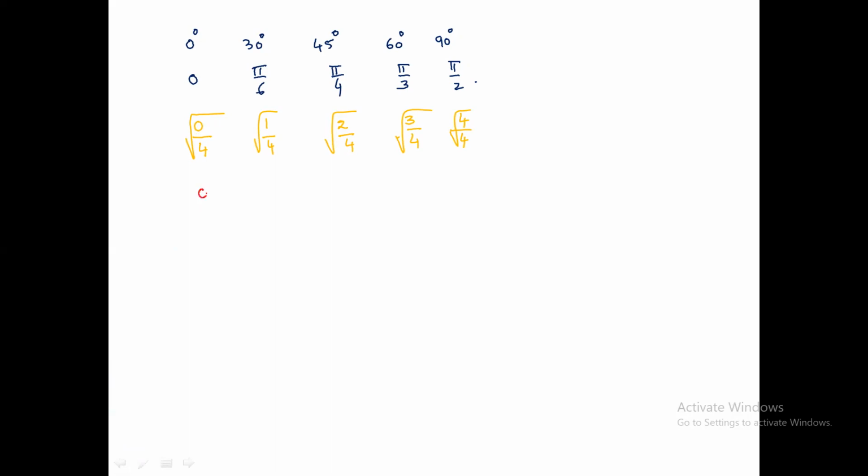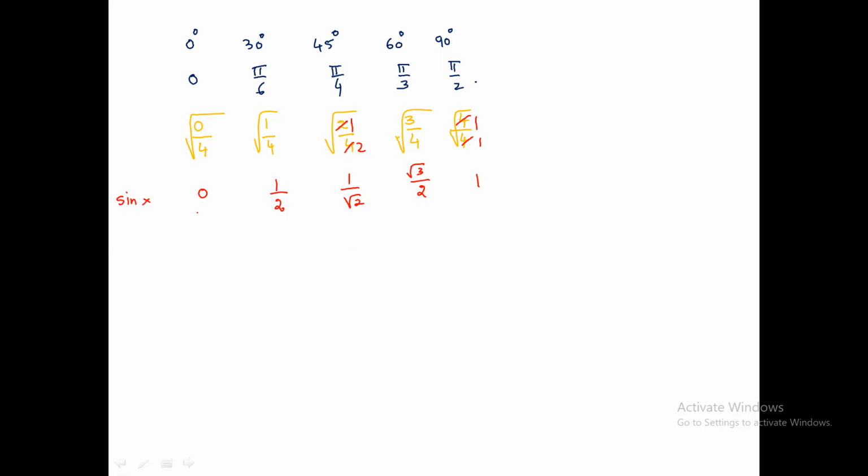Square root of 0 is 0. Square root of 1 by 4 is 1 by 2. This will cancel. Square root of 1 by 2 is 1 by square root of 2. Square root of 3 by 4 is square root of 3 by 2. Square root of 4 by 4, the 4s will cancel. Square root of 1 is 1. So all these values are for sine x.